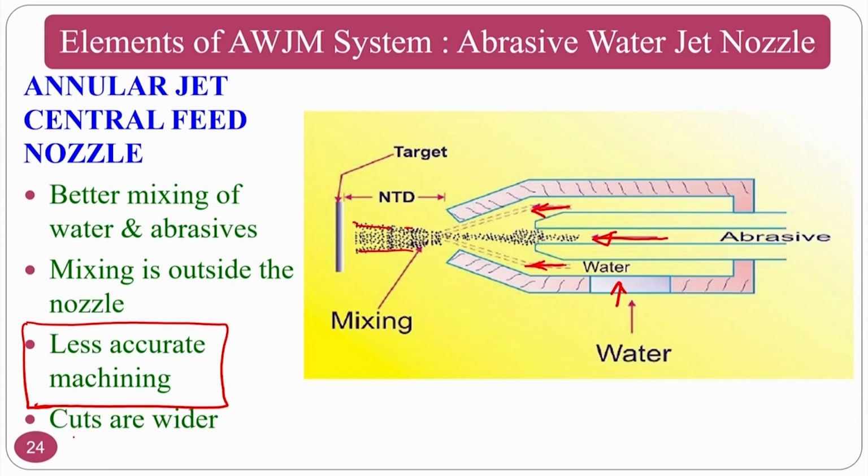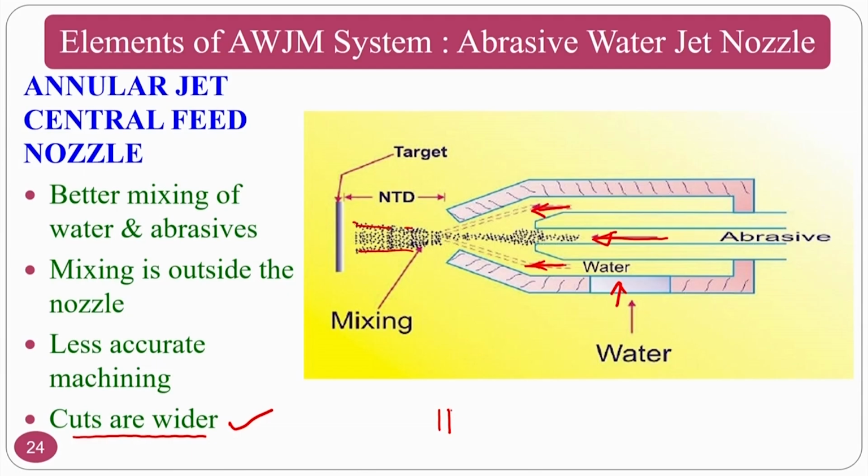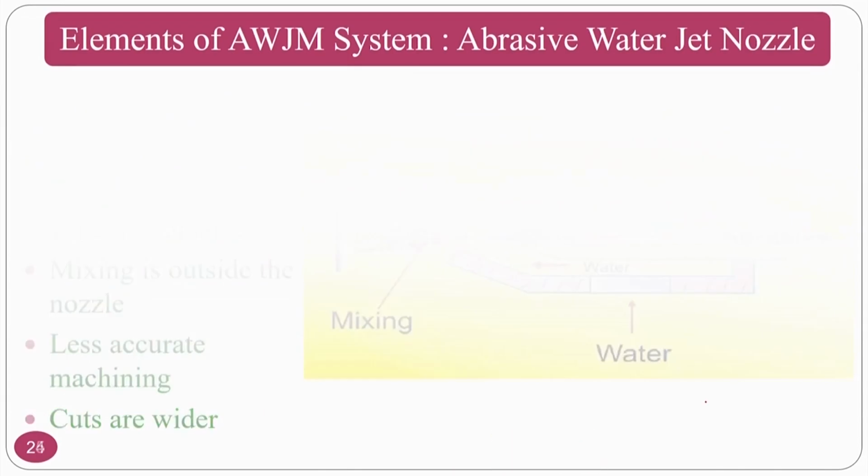Because of that, the cuts are slightly wider than required. Assume that I want this particular micro channel or milli channel, you may get a slightly wider one. Assume that instead of a 1 mm channel you may get 1.05 mm or something. So, that is a disadvantage of this particular nozzle.